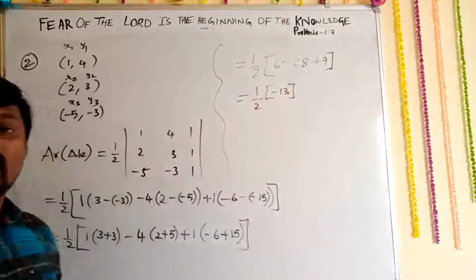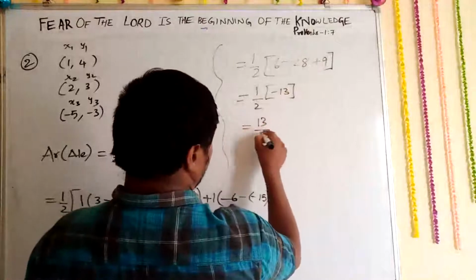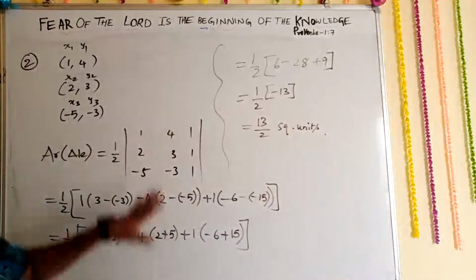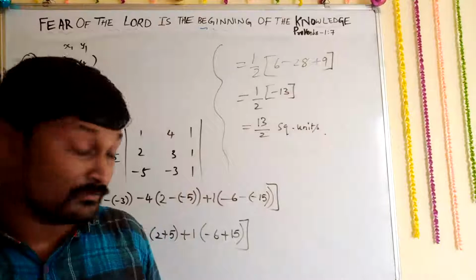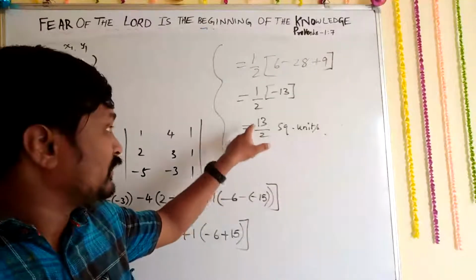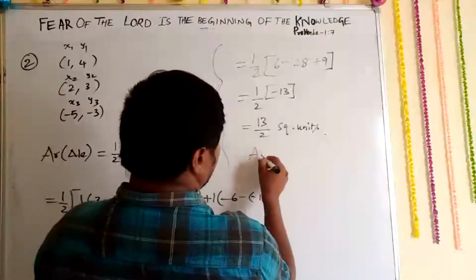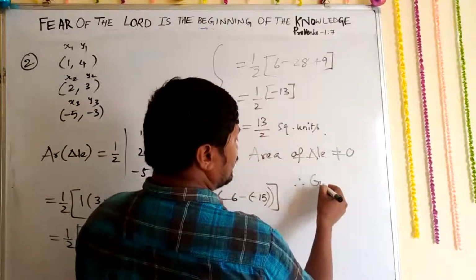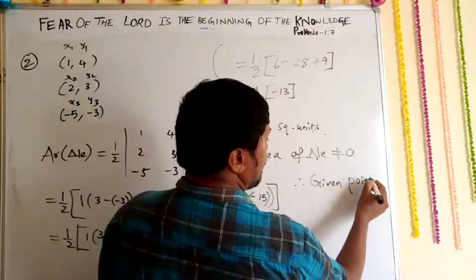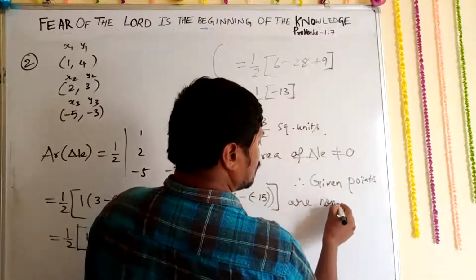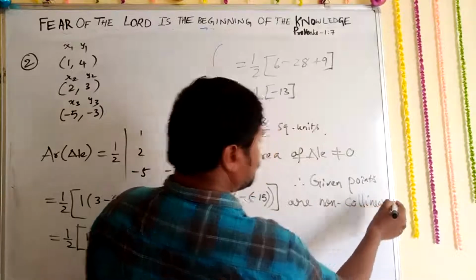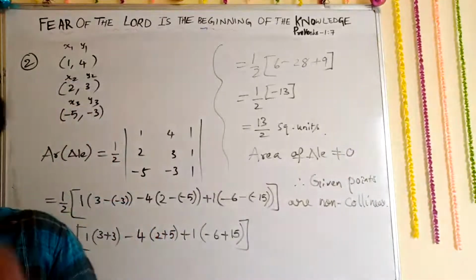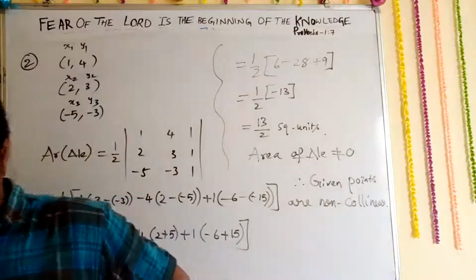Negative number we cannot take, we need to take positive. Yes, you all have written that as 13 upon 2 square units, which is correct. Okay, so that is about your problem number 2. Now tell me whether it is collinear or not. You got here the area of a triangle is not equal to 0. Therefore, the given points are non-collinear. Okay, so that is about your problem number 2. I hope you all understood this, and I'll go for the next now.